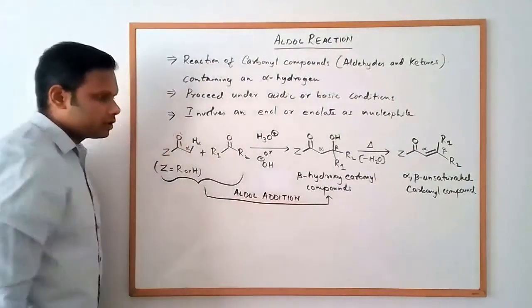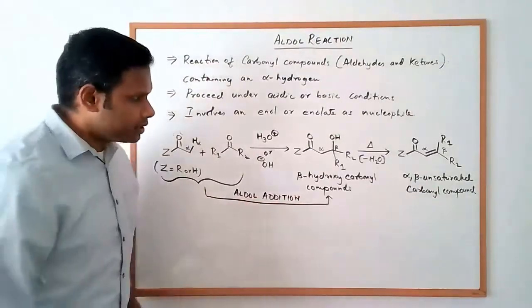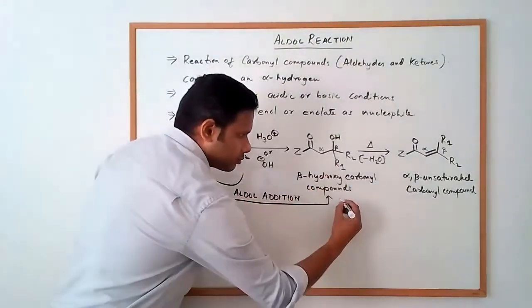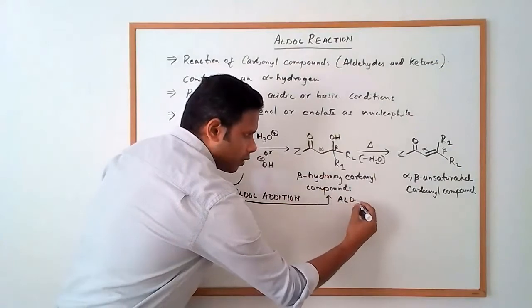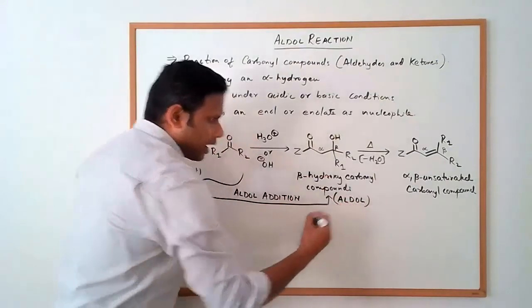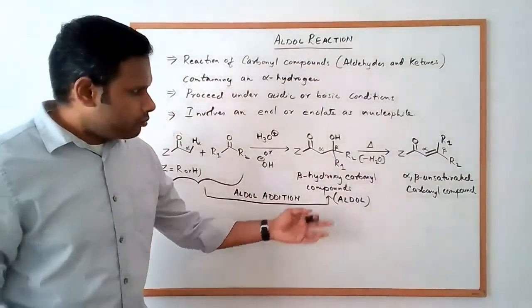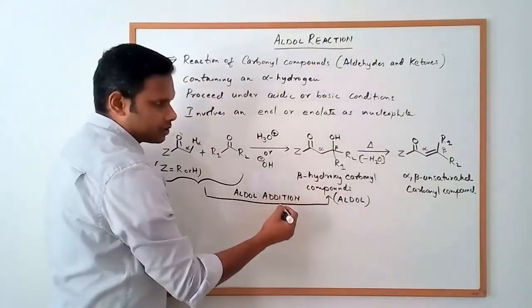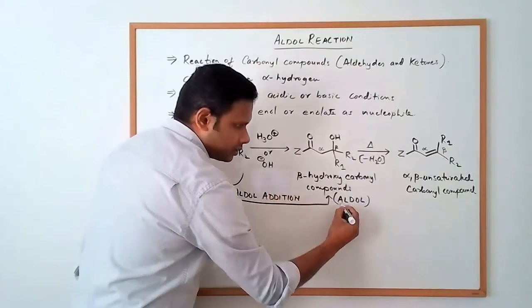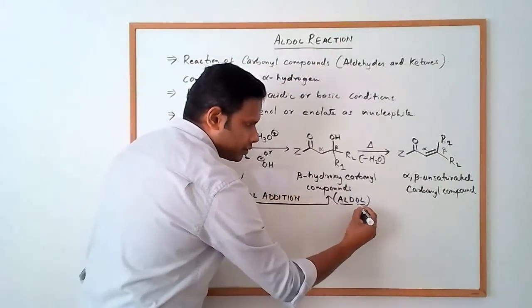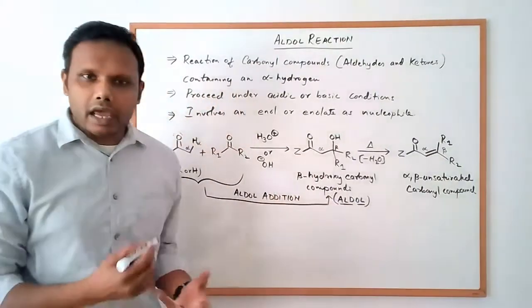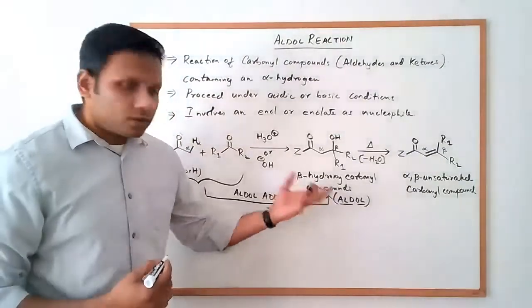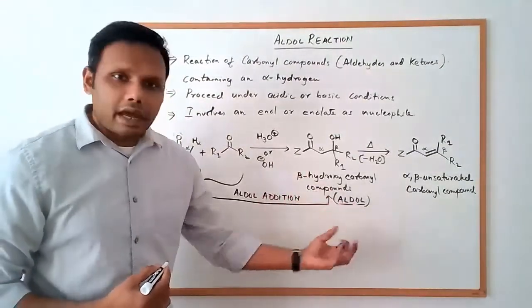Okay, this is an aldol addition. Now, I should also mention that this beta hydroxy carbonyl compound is also called an aldol compound, because if you look at it, if Z is a hydrogen, then it would have an aldehyde functional group and it has an alcohol functional group in it.